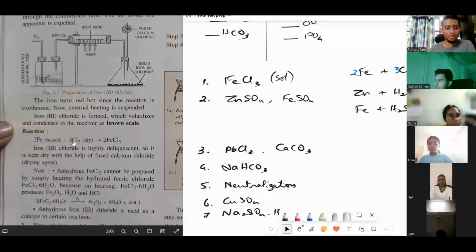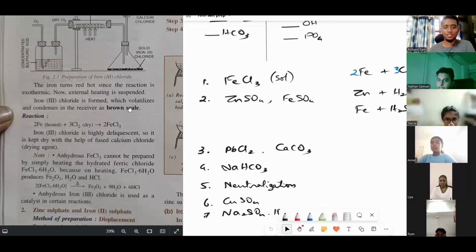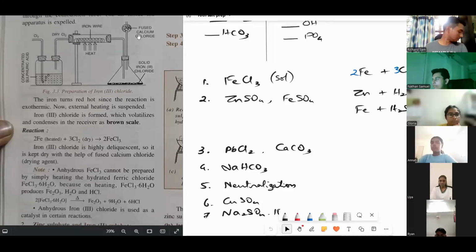The reaction is very simple. Iron plus chlorine forms iron chloride. We're using dry chlorine. How do we keep the chlorine dry? By using concentrated sulfuric acid as a drying agent. Now, iron chloride is highly deliquescent. You know what's the meaning of deliquescent? It absorbs moisture and it dissolves in the moisture. So to keep it dry, you have to use that fused calcium chloride. That calcium chloride keeps it dry, because if it was not dry, the iron chloride will just absorb moisture and dissolve in it.